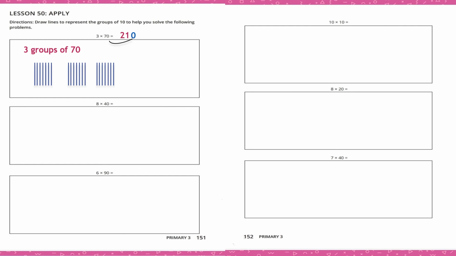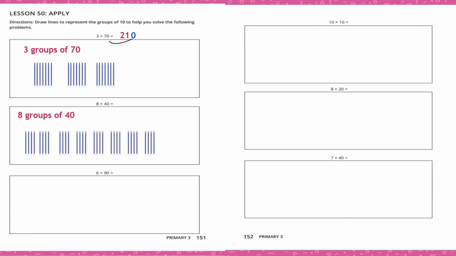The next one, 8 times 40. It's like 8 groups of 40. I can represent them by 8 groups. Each group contains 4 sticks, 40. 4 sticks, 40, and so on. So I can say 40 plus 40 plus 40 plus 40 and so on, 8 40s. But I can solve it the same way by multiplication. I can take 0 out. And 4 times 8 is 32. So the total will be 320.